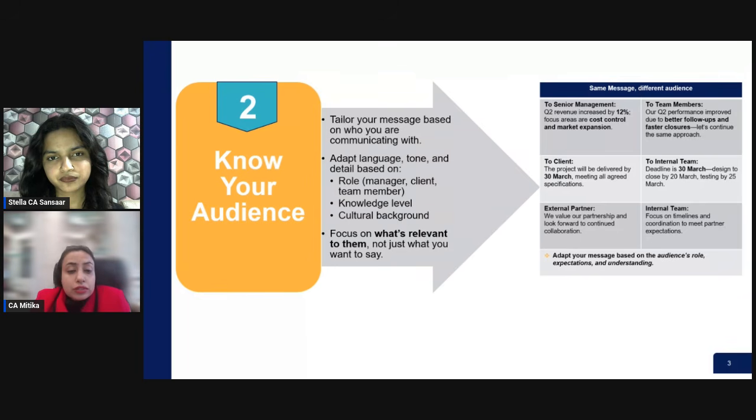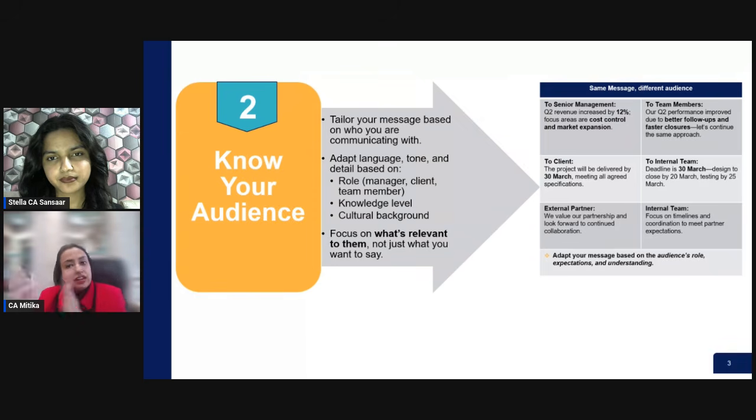Now we're communicating to the client regarding a project. The second example: we phrase it as "The project will be delivered by 30th March, meeting all agreed specifications." Now the same thing is to be communicated to the internal team. How do we make it? "Deadline is 30th March, as we have already proposed to the client that the project would be given by 30th March. Design to be closed by 20th March and testing by 25th March."